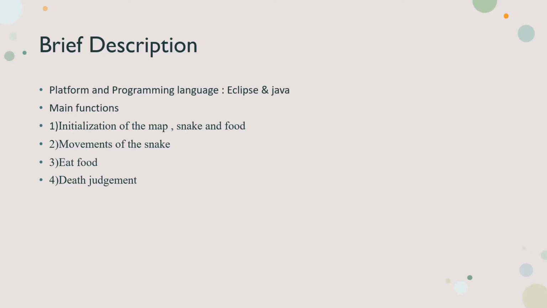First, I would like to give a brief introduction to this project. In this project, I use Java and Eclipse to implement this game. This classical snake game contains four major functions. First is initialization of the map, snake, and food. The food must be generated randomly except the snake body.